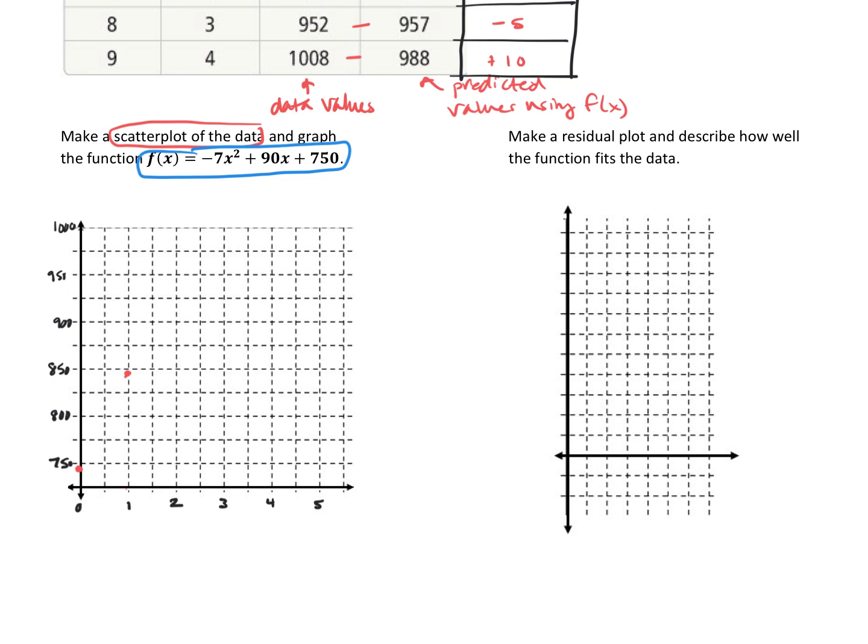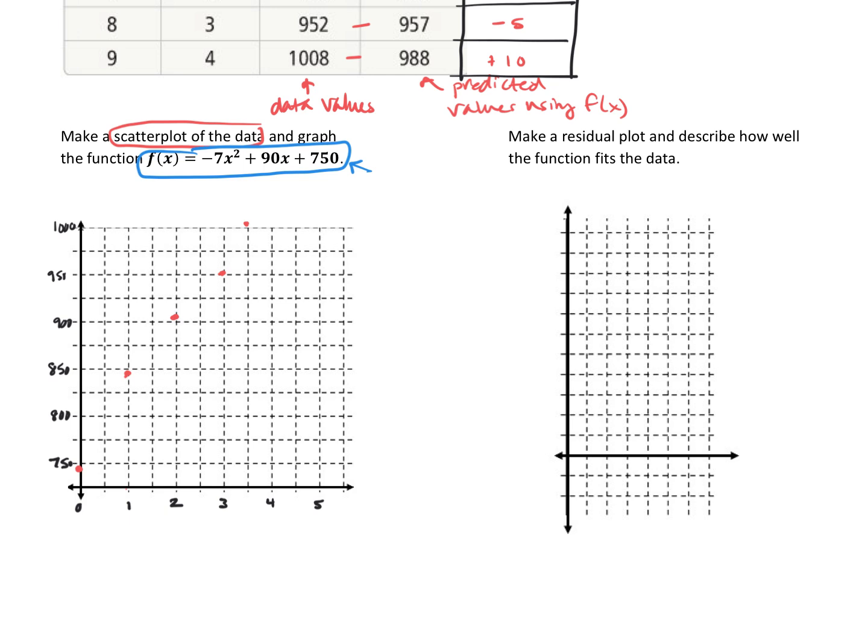So I'm going to go over 2, up 910. And then our next ordered pair is 3, 952. So over 3, up 952. And then over 4, up 1008.